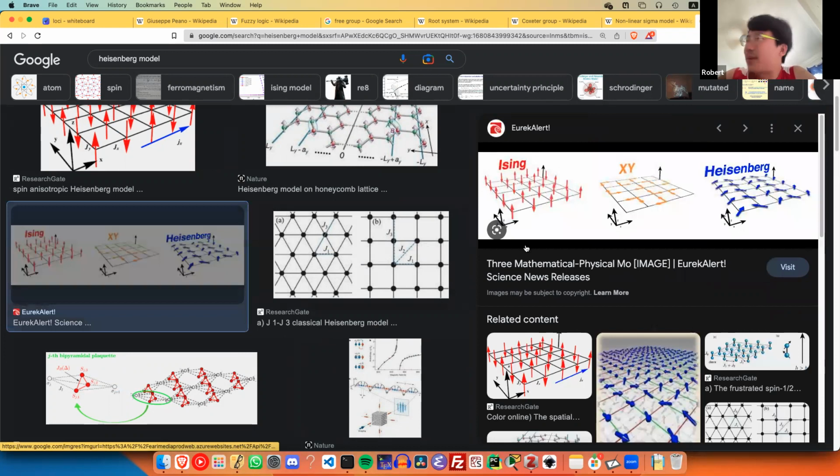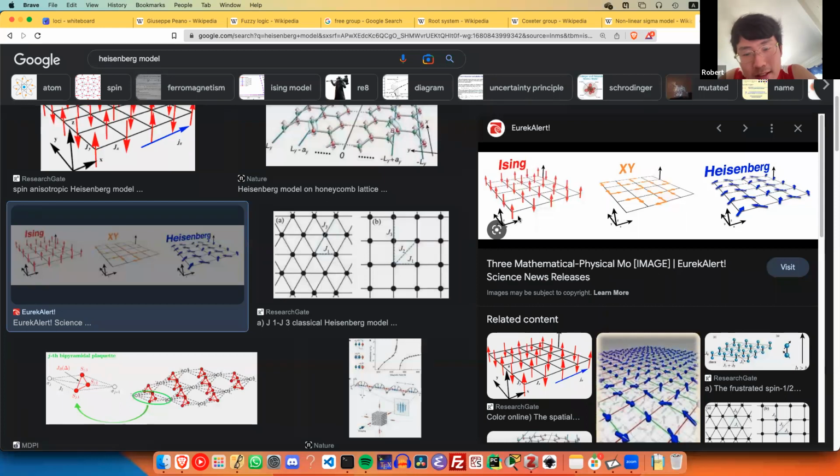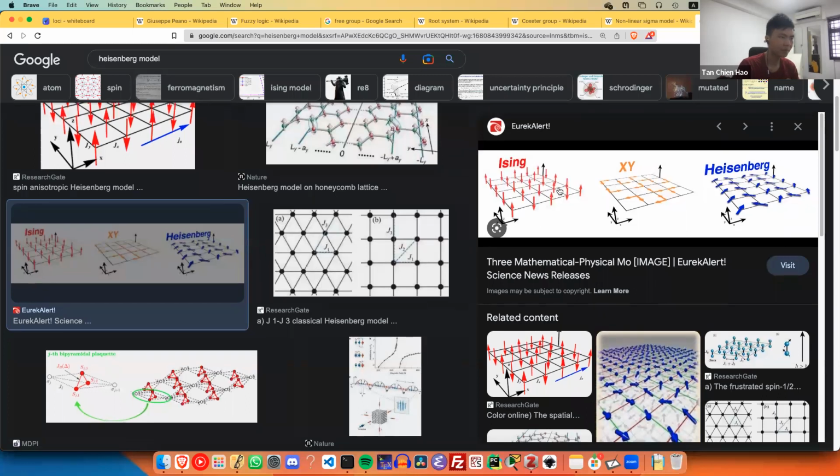So you could define a global Ising model on a general manifold. The Ising model here is up or down, so it doesn't even need to be continuous like R. This is discrete, right? It's either up or down, Z2.